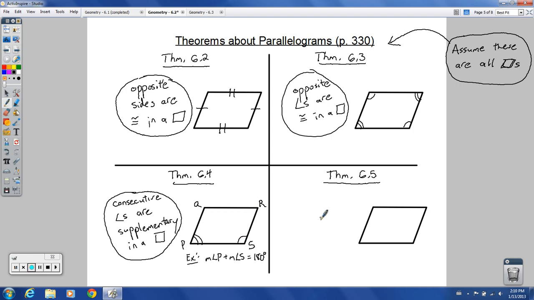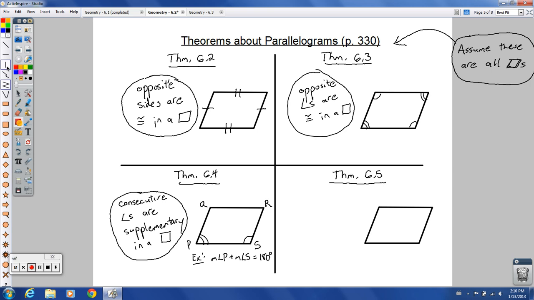And then theorem 6.5, it says this, I'll just freehand this, so, not my best work. I'm going to get out my drawing tool. No, not my best work either there. There we go. So I'm going to draw in the diagonals for this parallelogram. That looks better. And the diagonals in a parallelogram, they actually bisect each other.